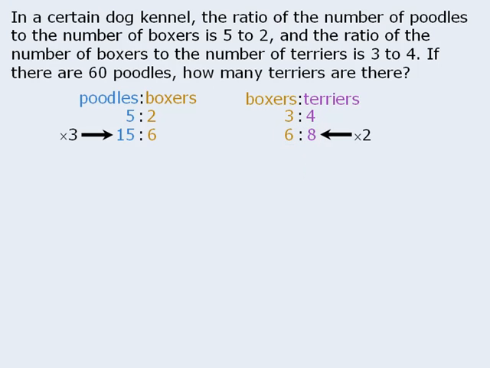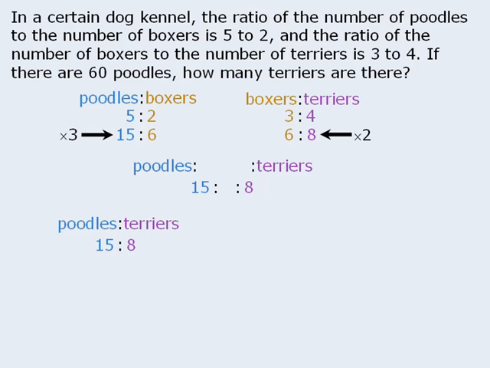Since both ratios now have the same number of boxers, we can combine them to get the following 3-part ratio. Notice that our two individual ratios are still preserved here. The poodle to boxer ratio is still 15:6, and the boxer to terrier ratio is still 6:8. At this point, if we ignore the number of boxers for a moment, we can see that the ratio of the number of poodles to the number of terriers is 15:8. And now that we know this ratio, we can answer the question.